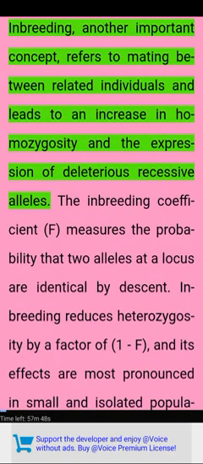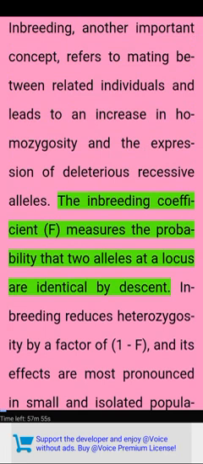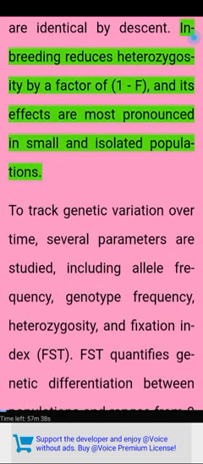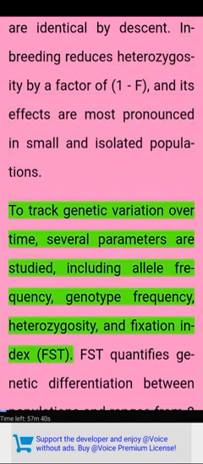Inbreeding, another important concept, refers to mating between related individuals and leads to an increase in homozygosity and the expression of deleterious recessive alleles. The inbreeding coefficient F measures the probability that two alleles at a locus are identical by descent. Inbreeding reduces heterozygosity by a factor of 1 minus F, and its effects are most pronounced in small and isolated populations.